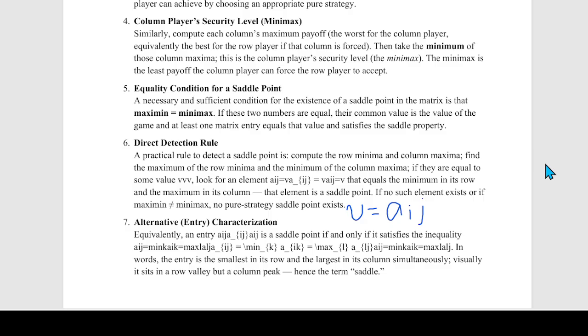Okay, and this is called the value of the game. This value will be called the value of the game. All right, and this will mean that the pure strategies in the game are optimal. Now, how do we find a saddle point easily?